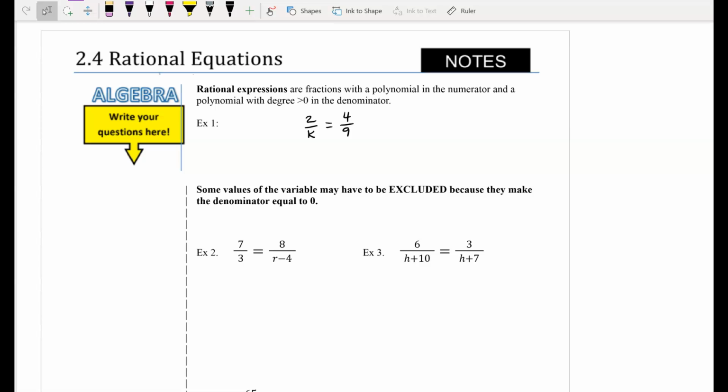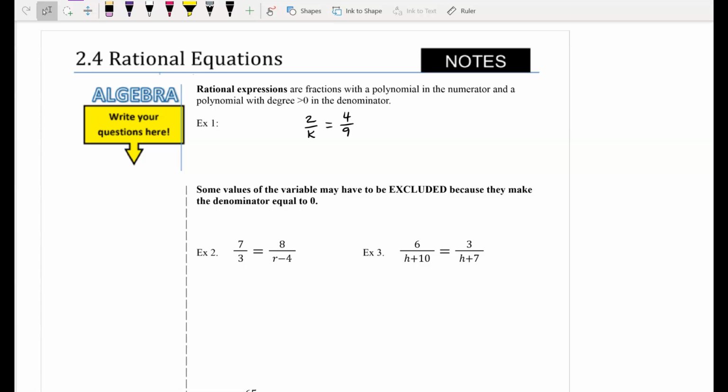In Lesson 2.4, we're going to solve rational equations. Rational equations contain at least one rational expression, which is just a fraction with a polynomial in the numerator and a polynomial with a degree greater than 0 in the denominator. An easier way to say that is that we have our variable that we're trying to solve for in the denominator of at least one of the fractions in the equation.